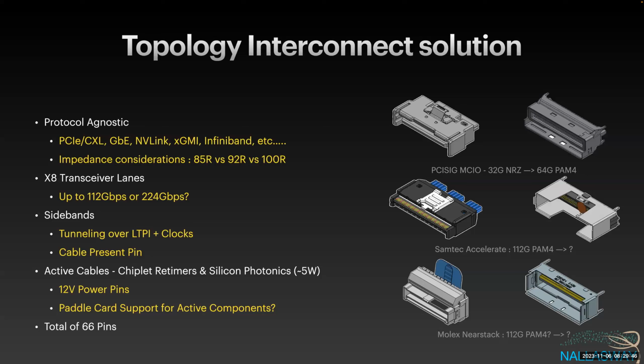We also want to support active cables for chiplet retimers and near packaged optics, silicon photonics. I'm targeting, I think, 5 watts should be a good figure for us, and hopefully that will improve as the picojoules per bit of silicon photonics comes down. But I'm hoping we can target around 5 watts for the active cables. Again, they will be actively cooled, water cooled. We need a 12-volt power pin for that, and we need paddle card support for the active components.